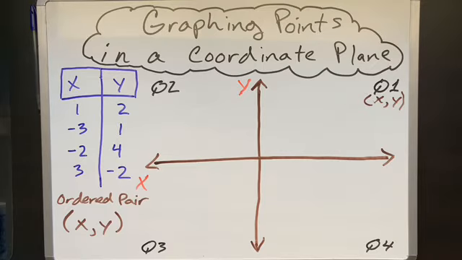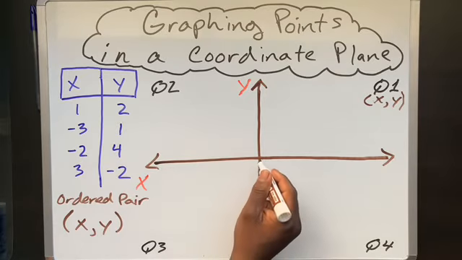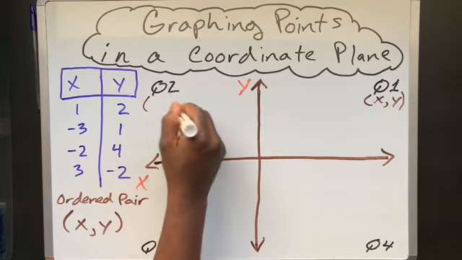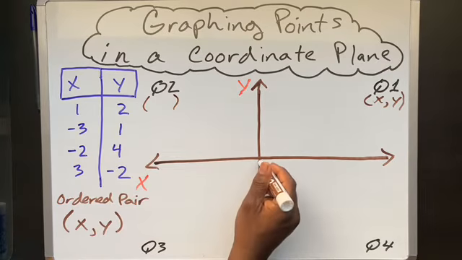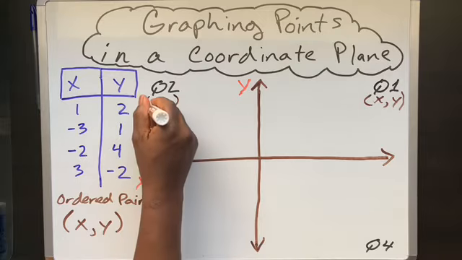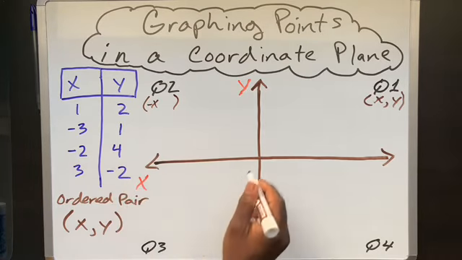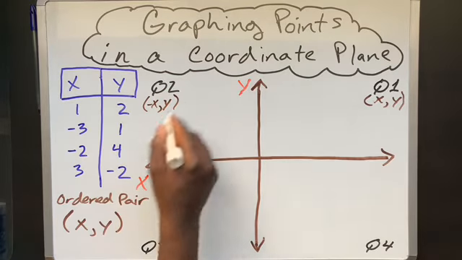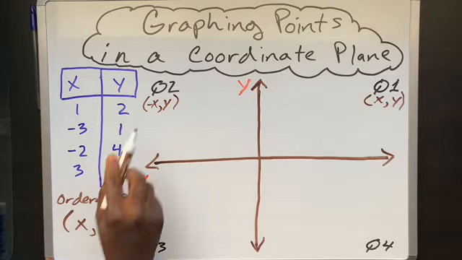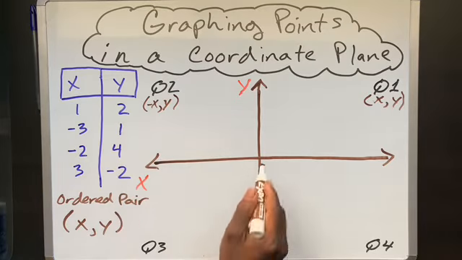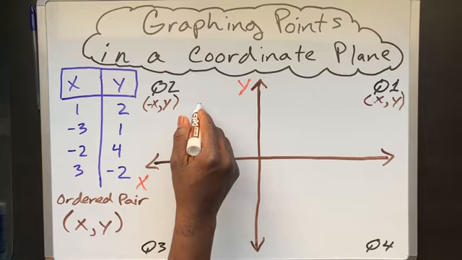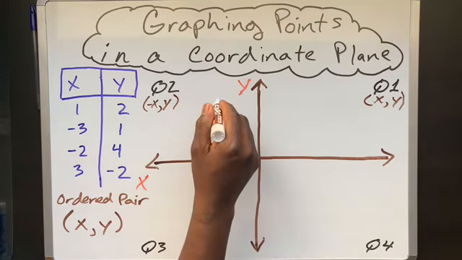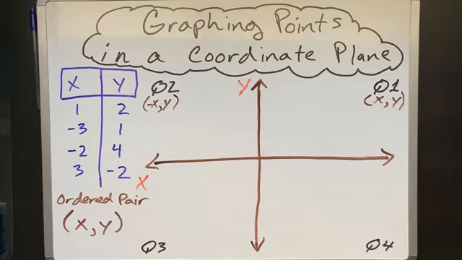Now, let's take a look at what happens if we plot a point in quadrant 2. We start from the origin. Starting from the origin, we move negative x, so that's negative x, and then we move up, positive y. So any points in quadrant 2 are going to have this order, negative x and positive y. Could be negative 3, positive 7. Could be negative 2, positive 1. Very good.